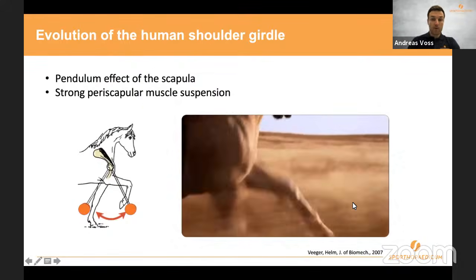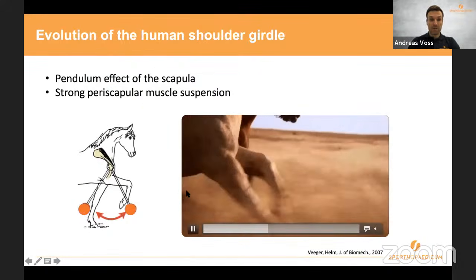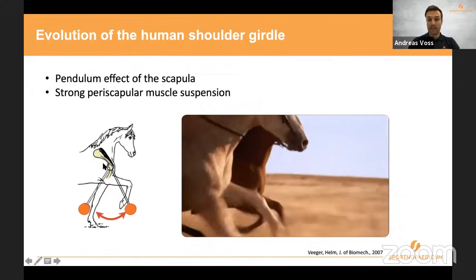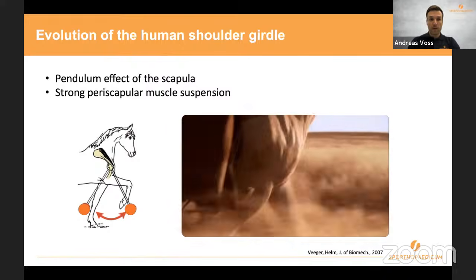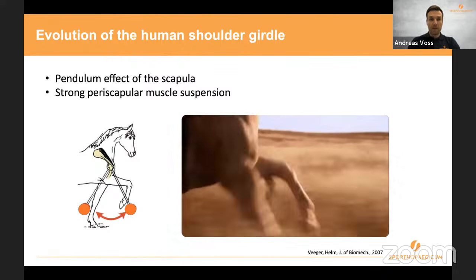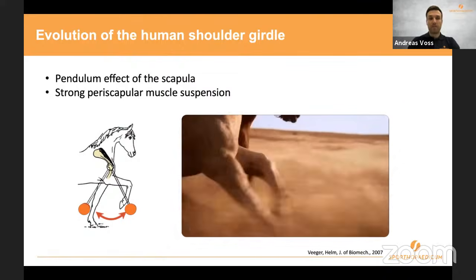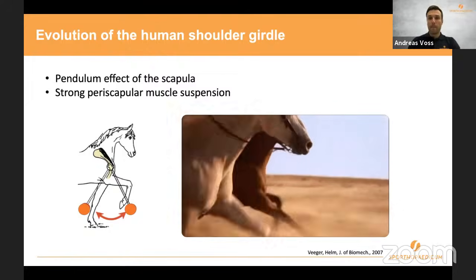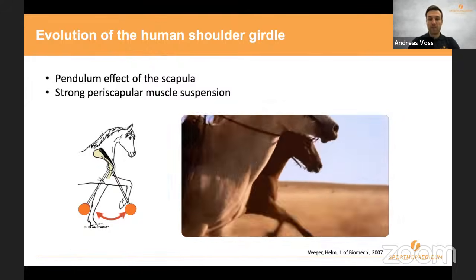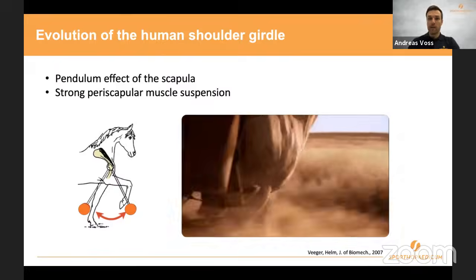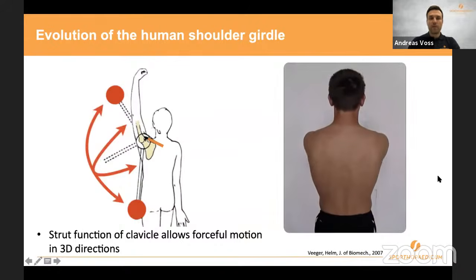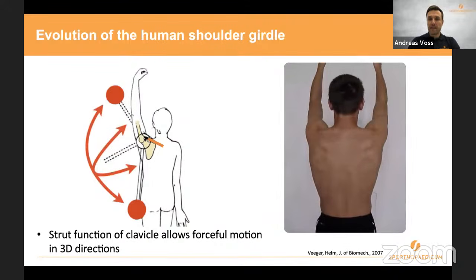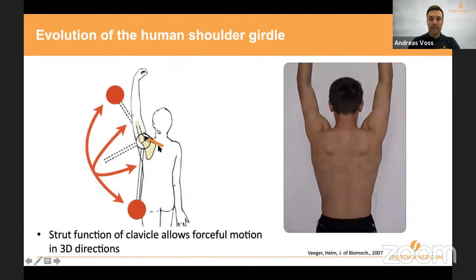And compared to other animals like the horses, which don't have any clavicle, they only use the shoulder with the pendulum effect of the scapula, and they have a strong periscapular muscular suspension. But they don't have a clavicle because they don't have abduction, as you can see here in this video. So the evolution of the human shoulder girdle basically exists because we have the clavicle.